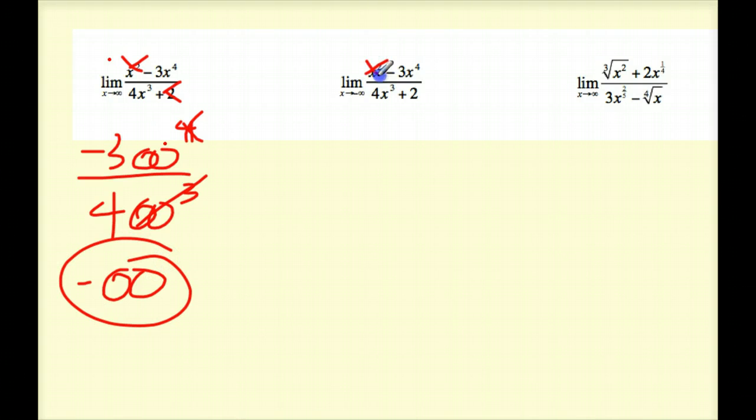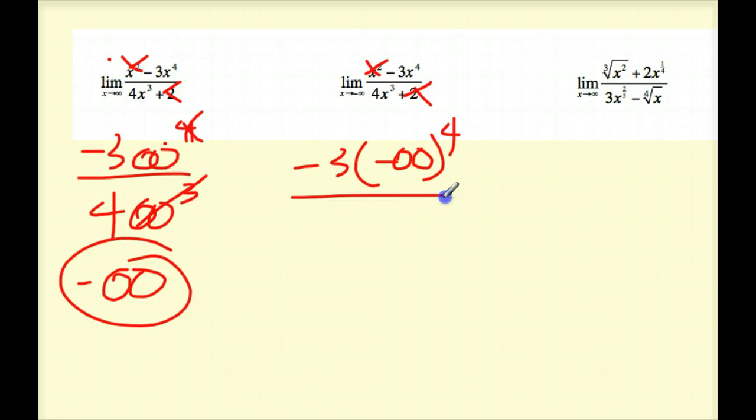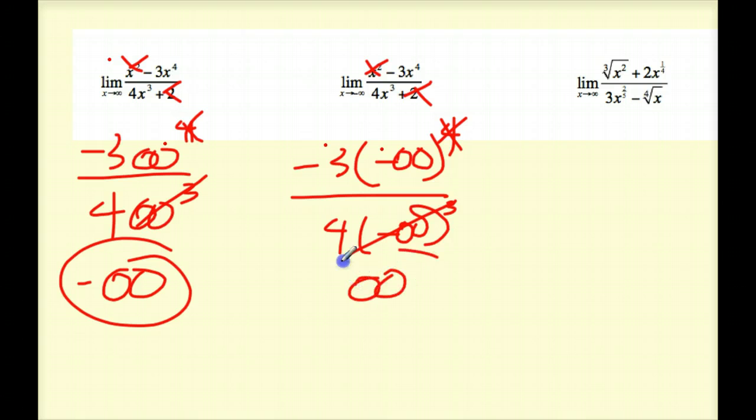Same thing, I'm going to cross that one off, cross this one off, and I'm going to plug in a negative infinity now, so I get negative 3, negative infinity to the 4th, all over 4 times negative infinity to the cube. 3 of these cancel, and you notice I have a negative and a negative, so this is going to give me a positive infinity.